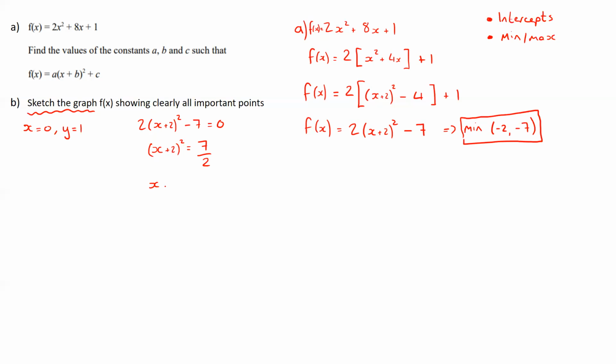So I've got x plus 2 equals, it's a bit of a strange one this one because I need to square root everything. So the square root of 7 over 2, and then I'm going to subtract 2. Excuse me. So subtracting 2, I get that x equals minus 2 plus or minus root 7 over 2.